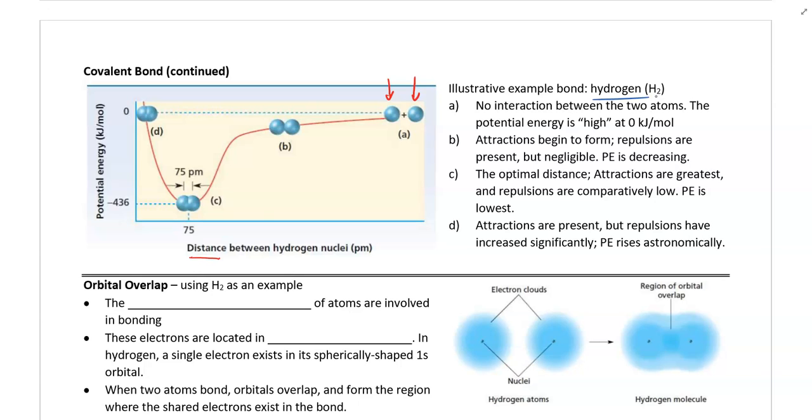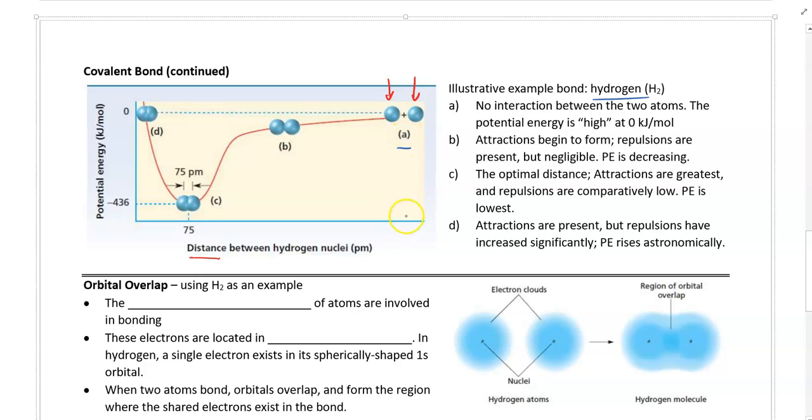Basically, with hydrogen, at point A there's no interaction between my two atoms. The distance is really far away, so we're very far to the right on the x-axis. And you'll also notice the potential energy is basically at 0 kilojoules per mole. This is considered high because individually each atom has a potential energy, and the idea is that when they bond, the potential energy is lowered. All right, so let's start bringing them together.